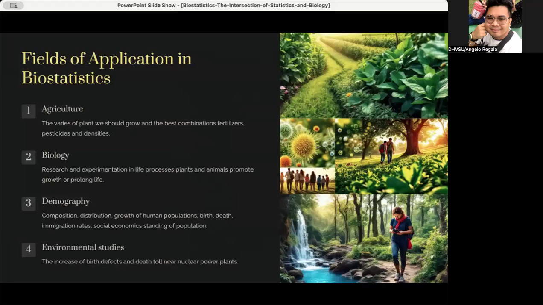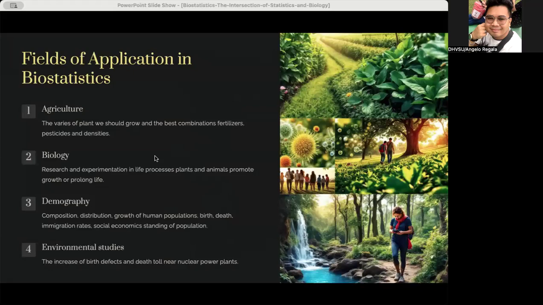biostatistics. For example, in agriculture, agriculturalists study different varieties of plants that they can grow, or find the best combinations of fertilizers, pesticides, and densities so that the crops or the plants could be productive and yield more fruits or more food that we can eat.